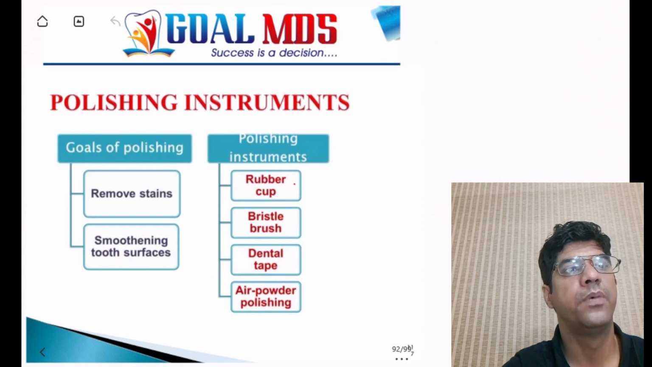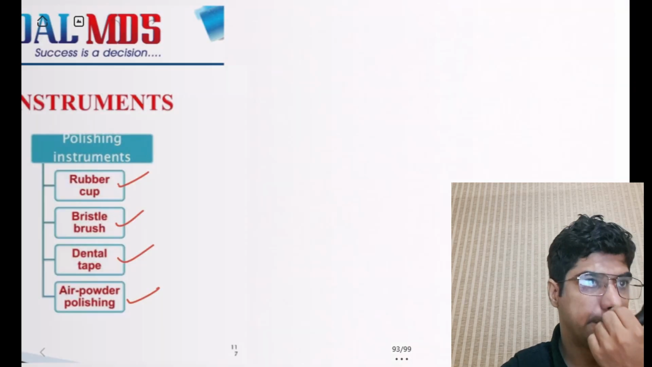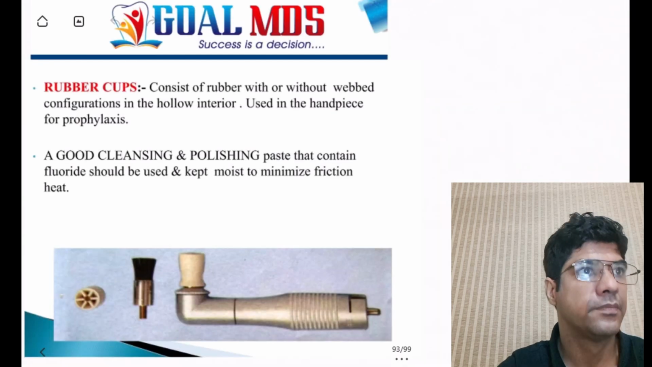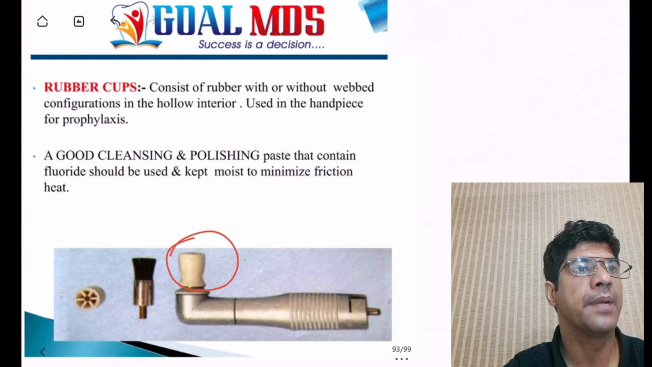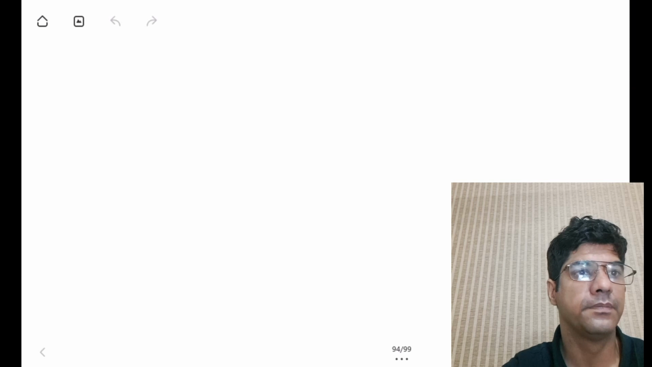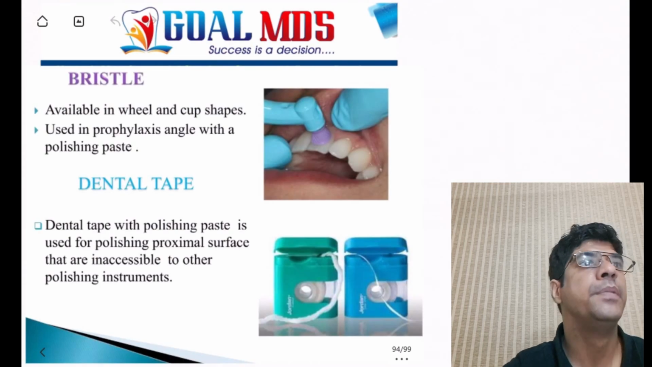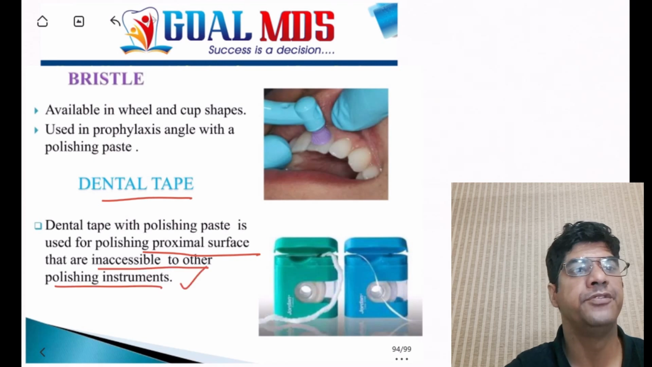Polishing instruments include rubber cup, bristle brush, dental tape, and air powder polishing. These are the rubber cups. A paste that contains fluoride should be used and kept moist to minimize friction heat. Bristles are available in wheel and cup shapes. Dental tape with the polishing paste is used for polishing the proximal surfaces that are inaccessible to polishing instruments.